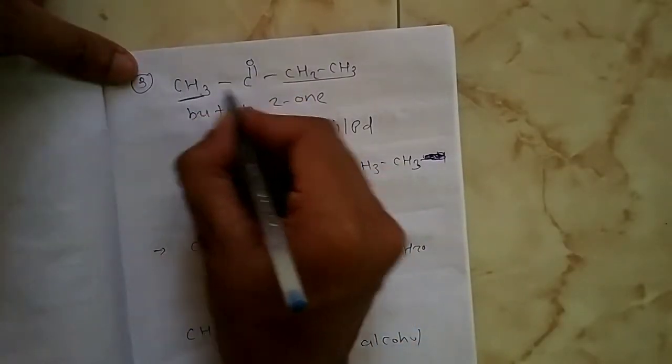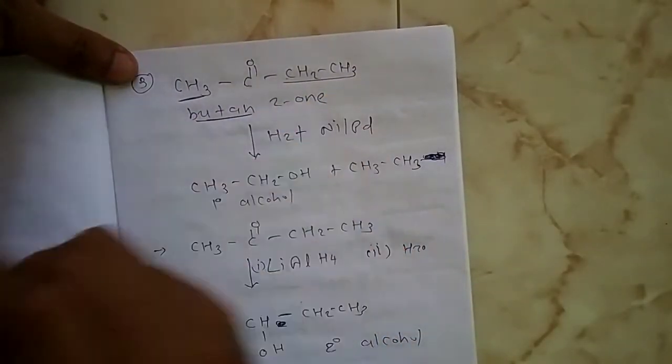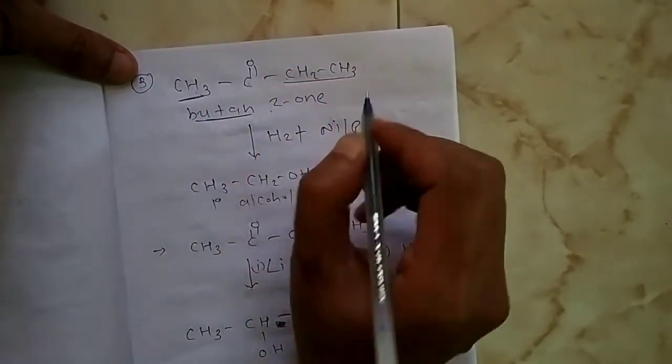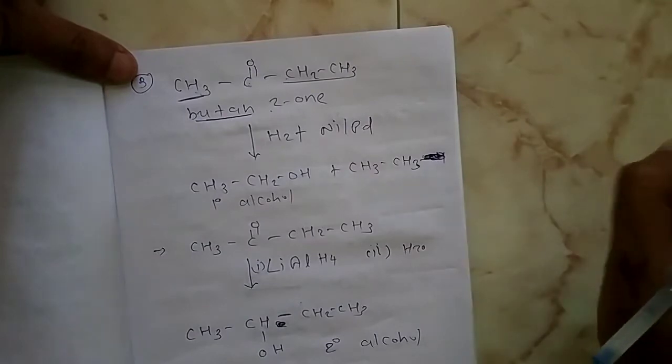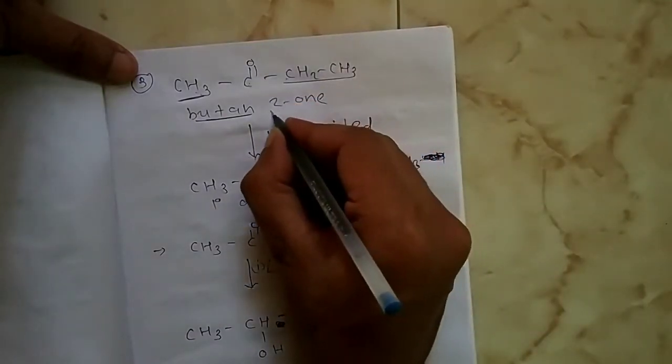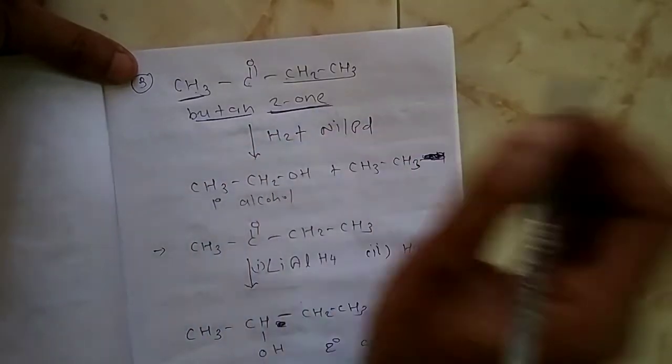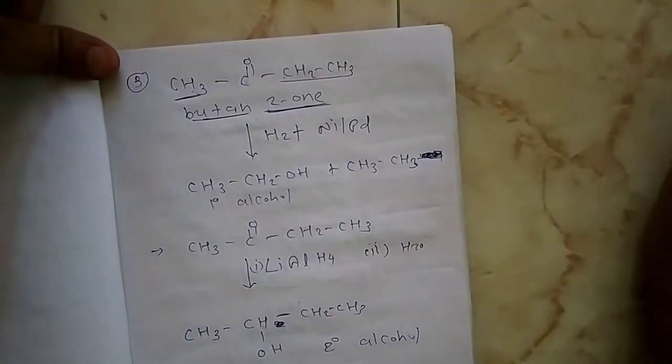So it is 4 carbons. You can see butane, on 2 number the ketone group is there. And in the ketone group, you have to use the ONE suffix. On 2 number is there. So it is 2-one. Butan-2-one.